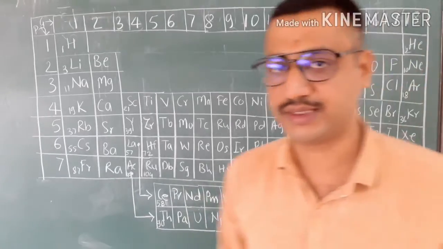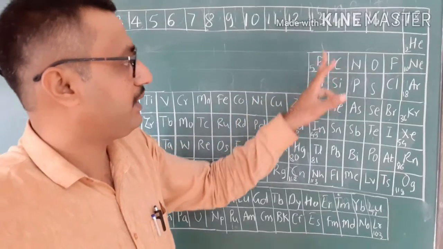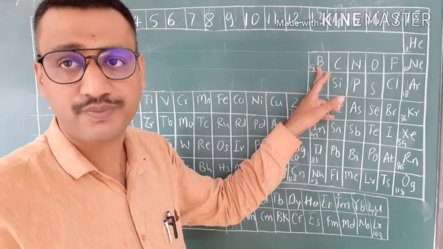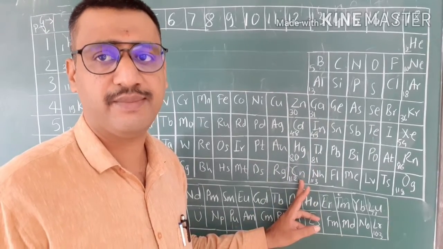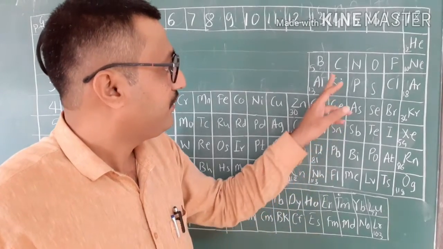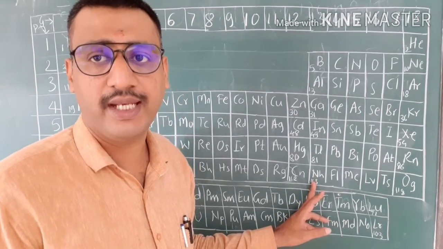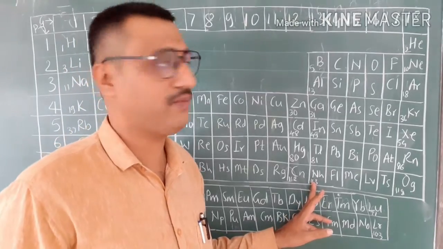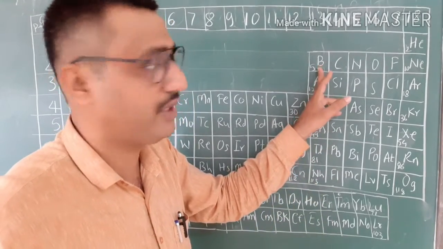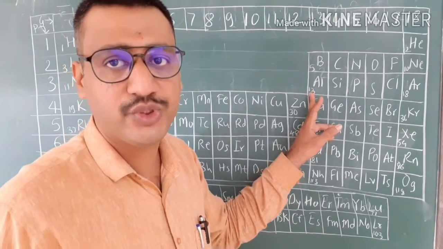Now p block elements, just have a look. First we have the group 13 elements. It starts with boron: boron, aluminium, gallium, indium, thallium, and nihonium. These elements are there. Their general outer shell electronic configuration is ns2np1. The last shell consists of 3 electrons, ns2np1. So easily you can make here, for example, 2s2 2p1, 3s2 3p1, like that. To which period the element belongs, we should know.